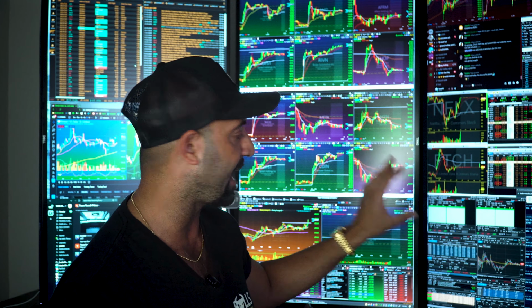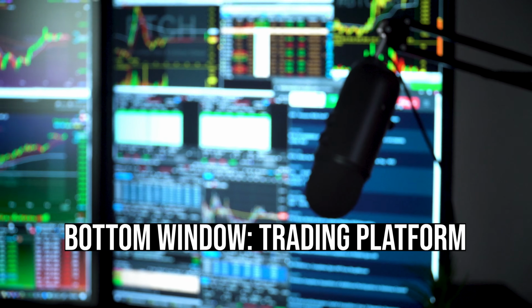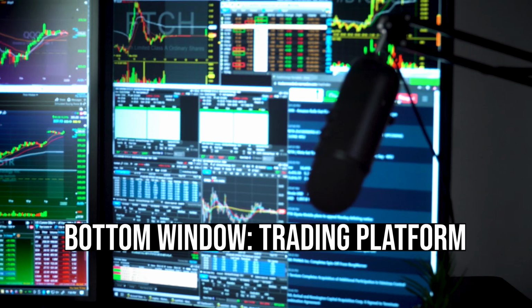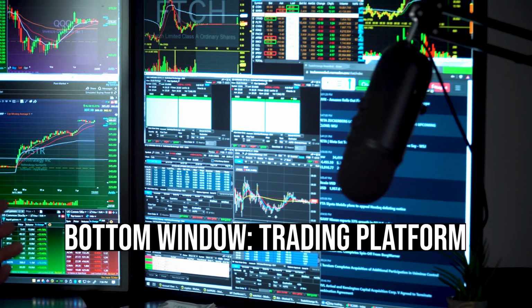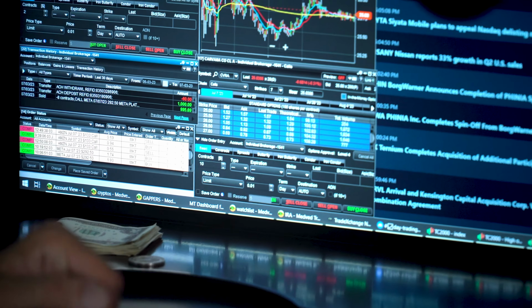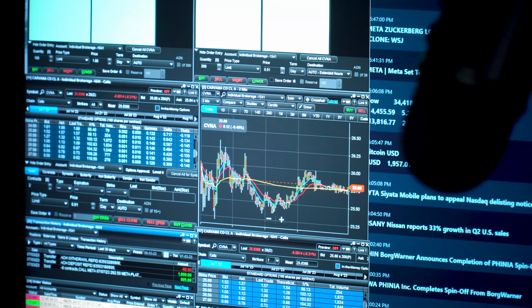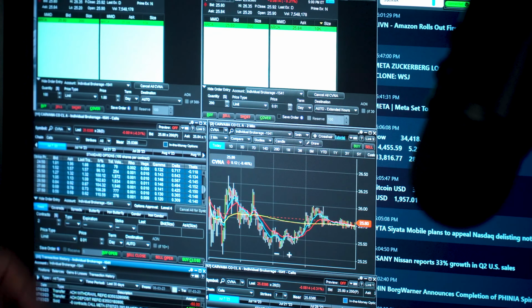On the bottom, I have my trading platform. That's E-Trade. I use Thinkorswim as a secondary platform, so I'll usually have that open on the side over here if the market's hot. Right now, I'm primarily doing my trading on E-Trade. If I need additional buying power, I go to Thinkorswim.